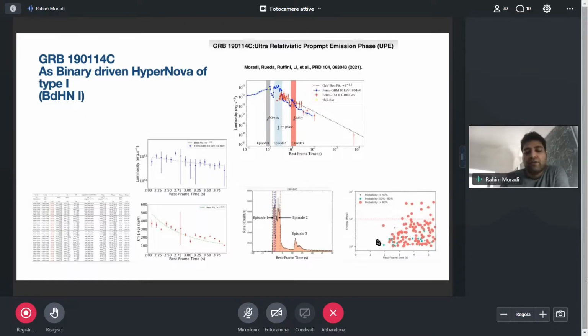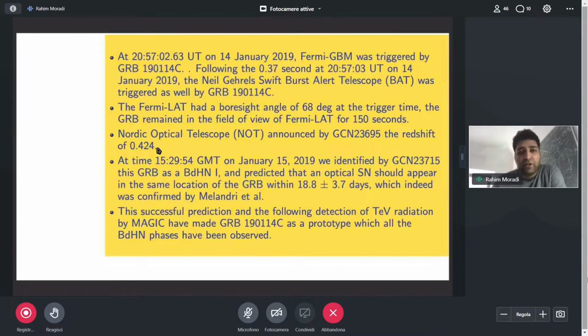What makes it a binary-driven hypernova is that we did, with the help of Liang Li, the time-resolved analysis and time-integrated analysis of the GRB. In general, it has around 10^53 erg energy. It has observed GeV emission. It has the thermal component observed in the prompt emission, which we call the ultra-relativistic prompt emission phase. And the luminosity in that phase follows this behavior. All this, together with the X-ray afterglow of this GRB, made us notice that it should be, in our classification, a binary-driven hypernova type 1.